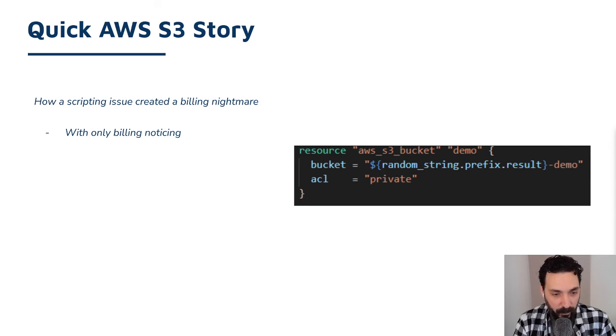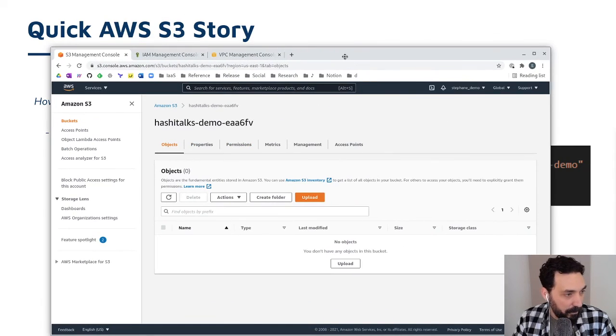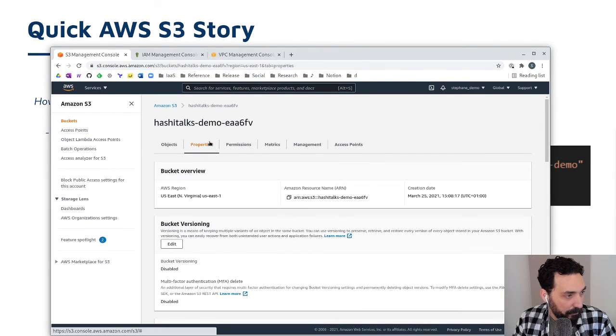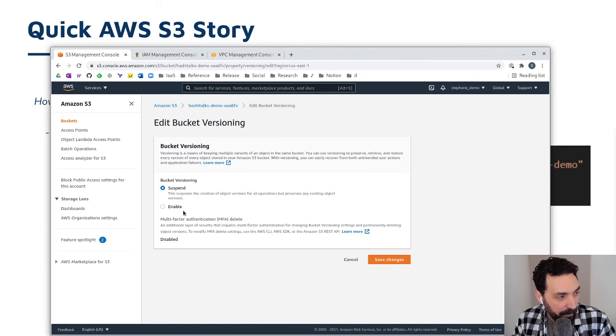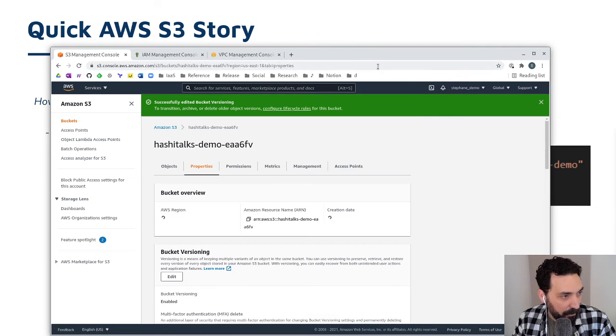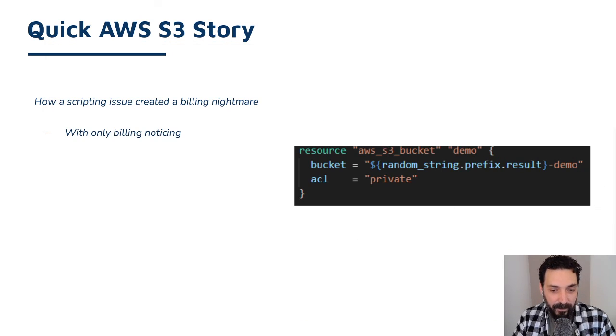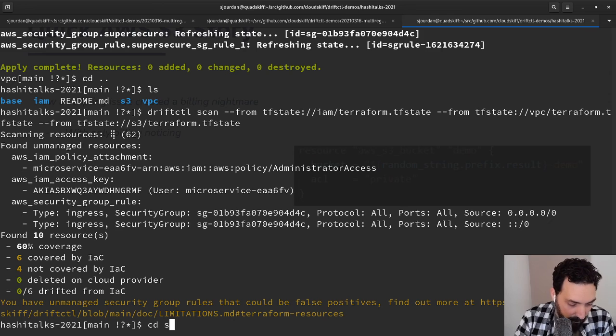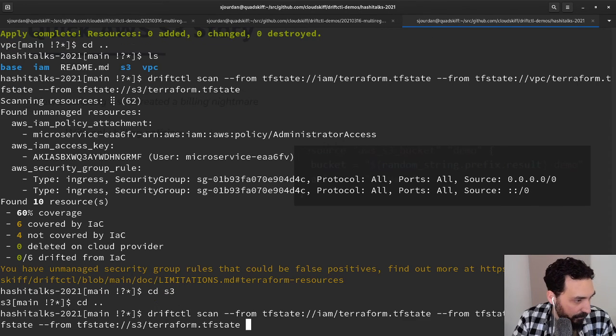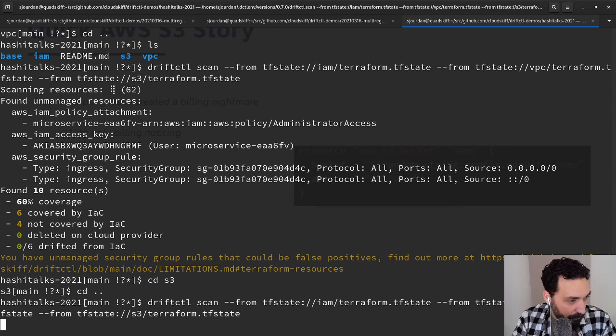Until the first week of the next month when they received the bill, because basically, let me show you in the console what happens when you enable versioning. Okay, it's done for the HashiCorp demo EAA6FV bucket. And now they had all the buckets on S3.